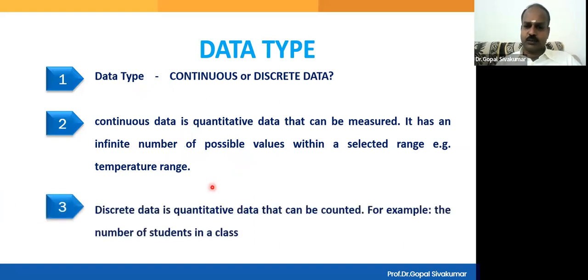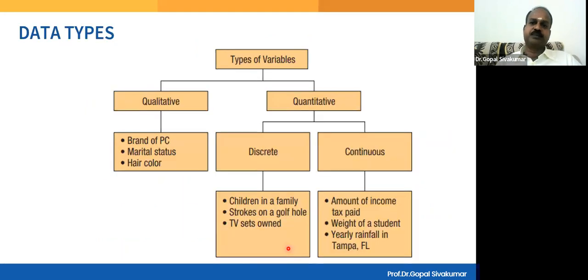And discrete data is quantitative data that can be counted. For example, I want to know how many products were rejected in a shift. How do I get this information? I will actually count the number of products rejected. Whenever you collect data by counting, then the collected data is discrete data. Another example: the number of students in a classroom. How do you know the number of students? You just count them, isn't it? So countable data are discrete data, measurable data are continuous data.